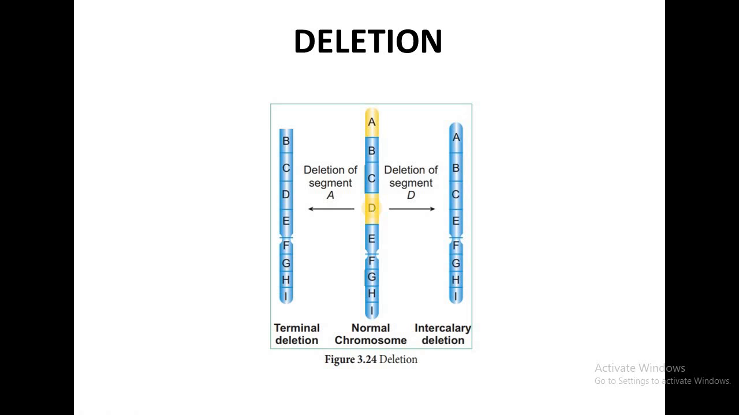There are two types of deletions, namely terminal deletion and intercalary deletion. In terminal deletion, the terminal segment is lost. You can see the terminal segment which is lost in the terminal deletion. And in intercalary deletion, as the name itself indicates, the intermediate segment is lost, and this is the difference between the terminal deletion and intercalary deletion.